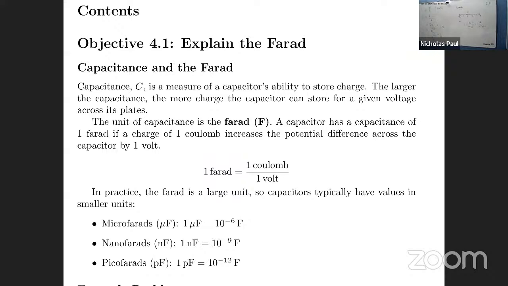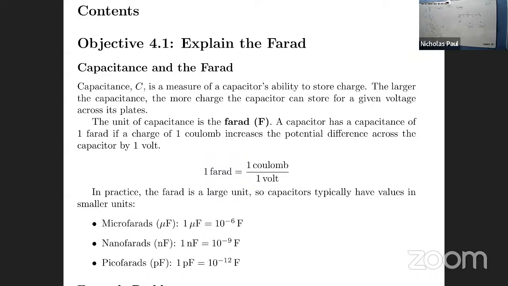In practice, the farad is too large. So you'll probably never see a capacitor with... well, not never. I think someone like Elon Musk will charge it real big. Take a look at those chargers from... not Elon Musk, Tesla. You'll see how big those capacitors are.